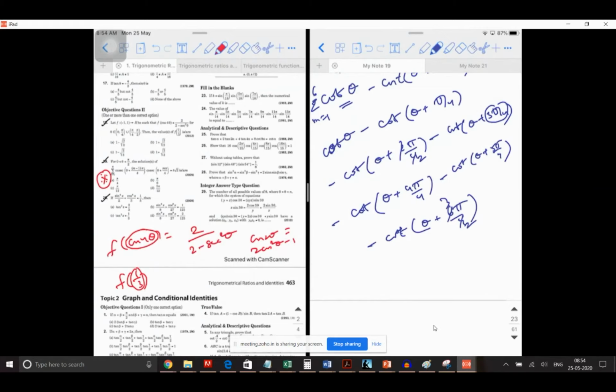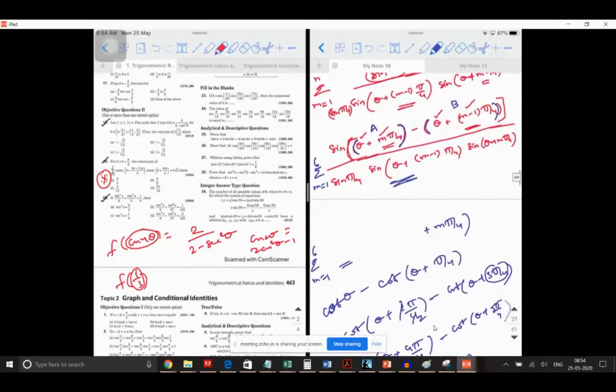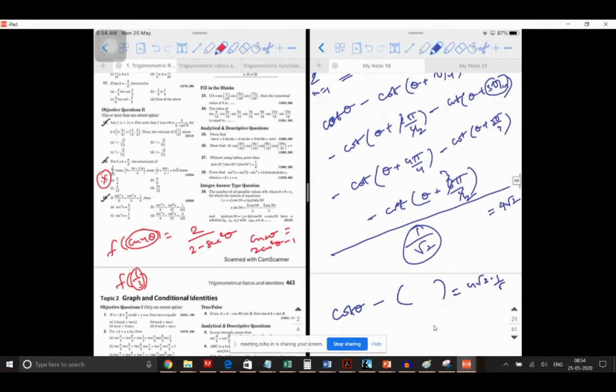So if you do all those things, certain terms will get cancelled, and the denominator has 1 by root 2 present in it. This is already given as 4 root 2, correct? So this is given as 4 root 2. When this goes to the other side, you will have cot theta minus whatever is getting cancelled is equal to 4 root 2 into 1 by root 2. So root 2 and root 2 will get cancelled.